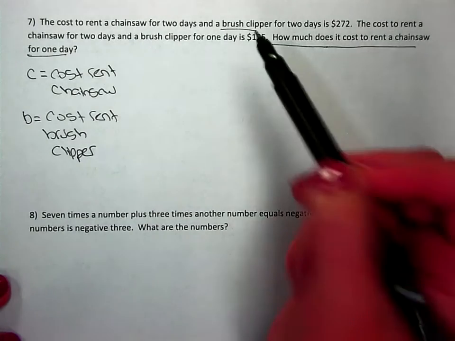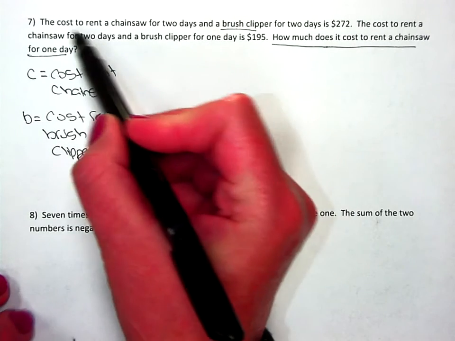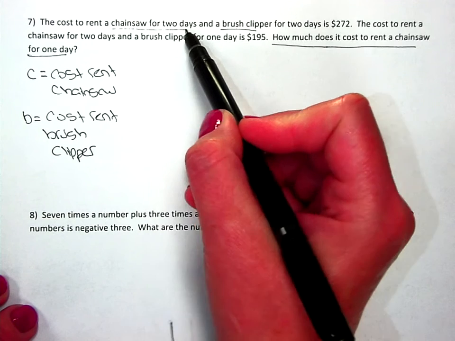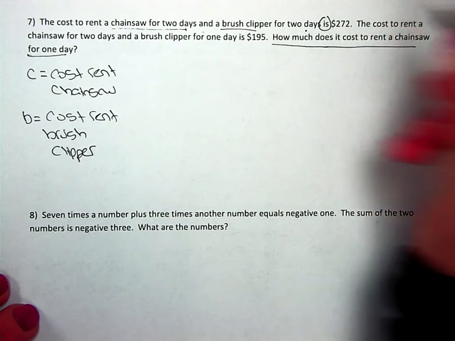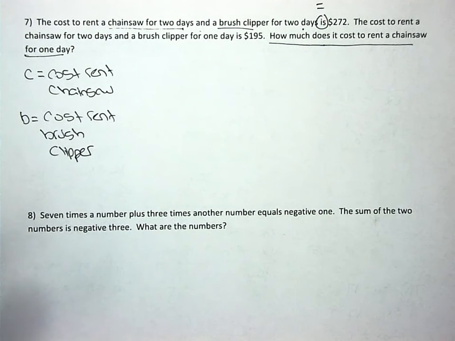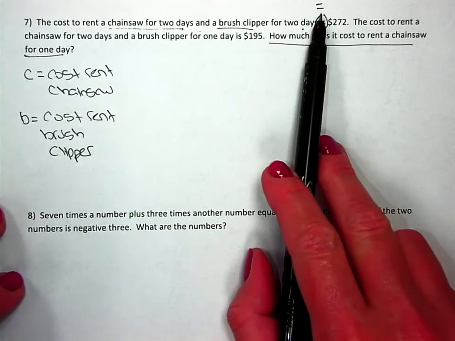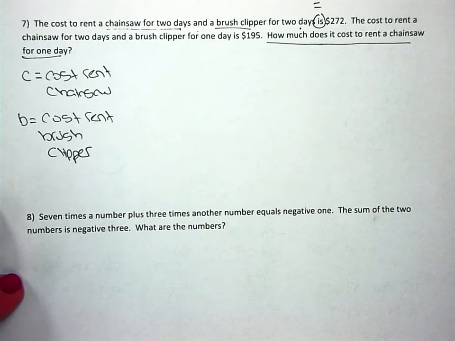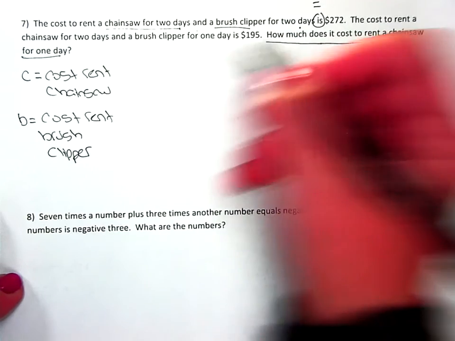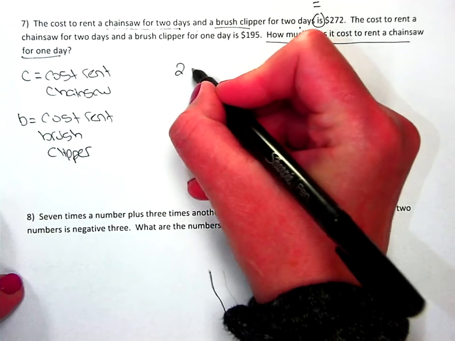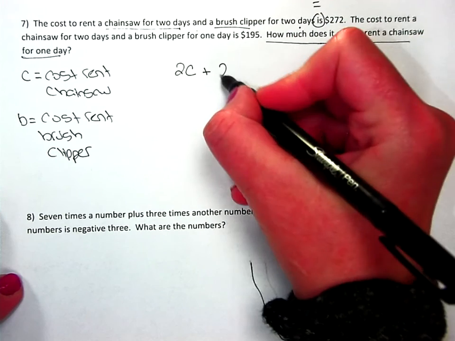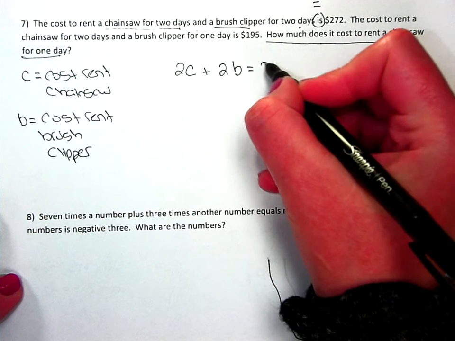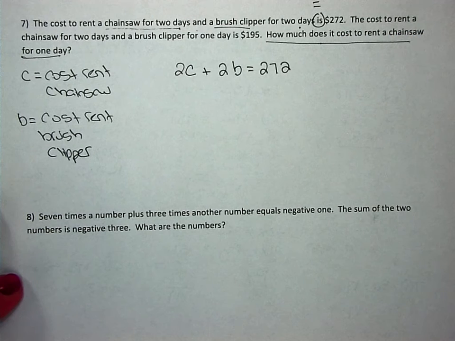All right, generally, one sentence will get you one equation. So it says the cost to rent a chainsaw for 2 days and a brush clipper for 2 days is $272. You need to remember your what words mean add, subtract, multiply, and divide, and "is" always means equals in math. So we're going to rent a chainsaw for 2 days, so I'm going to take 2 times the cost to rent a chainsaw plus 2 days times a brush clipper equals $272.